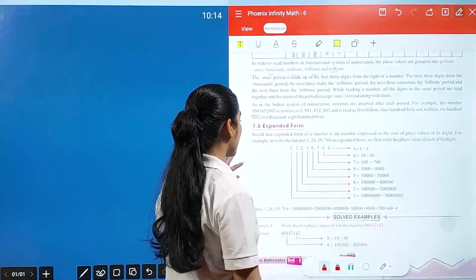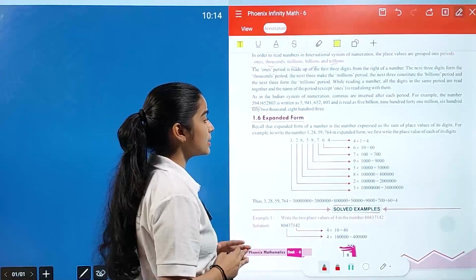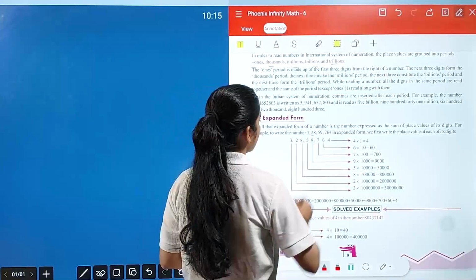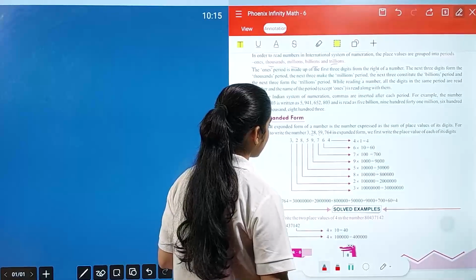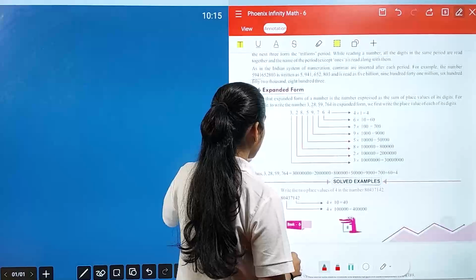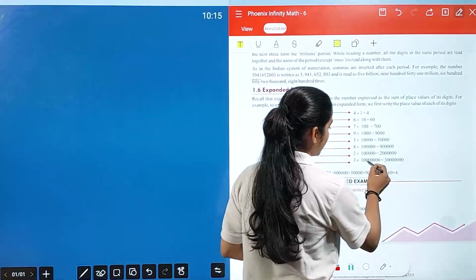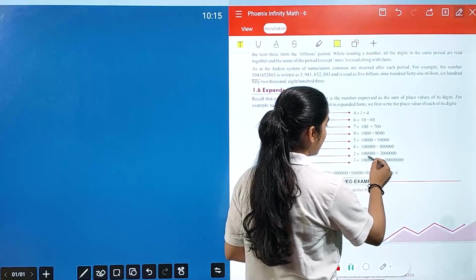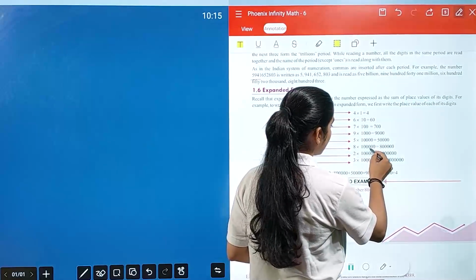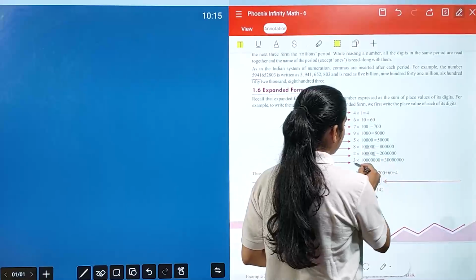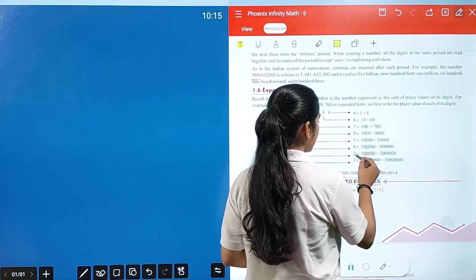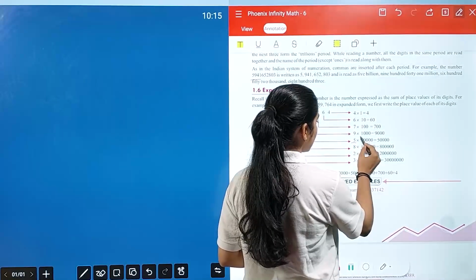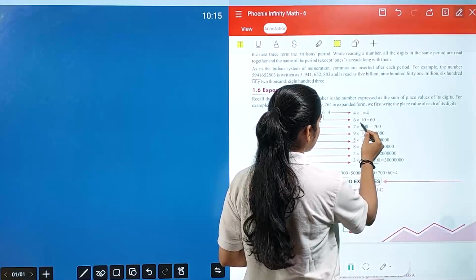Now we have our expanded form. Recall that the expanded form of a number is the number expressed as the sum of place values of its digits. For example, to write the number 3 crore 28 lakh 59,764, how can we write it? First 1, 2, 3, 4, 5, 6, 7. 3 multiplied by 1 crore, 2 multiplied by 10 lakh, 8 multiplied by 1 lakh, 5 multiplied by 10,000, 9 multiplied by 1,000, 7 multiplied by 100, 6 multiplied by 10, and the ones digit.